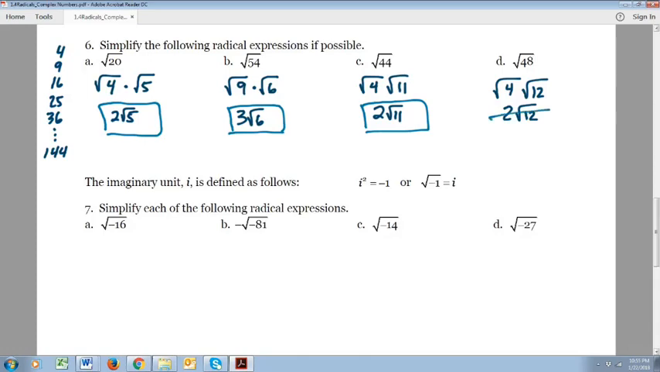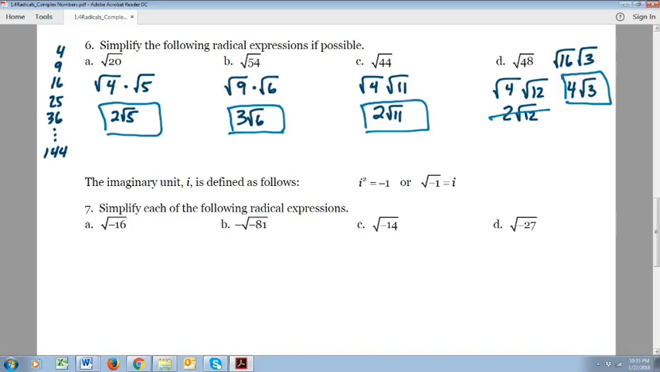Normally it's easiest just to find the biggest perfect square factor. Let's see, 9 is not going to be it. 16. That's what we need. Notice 16 times 3, and 3 has no perfect square factors. So 4 square roots of 3 is my answer on this one.